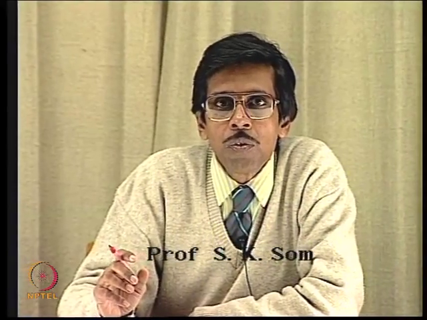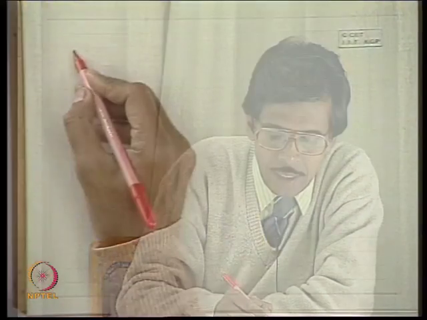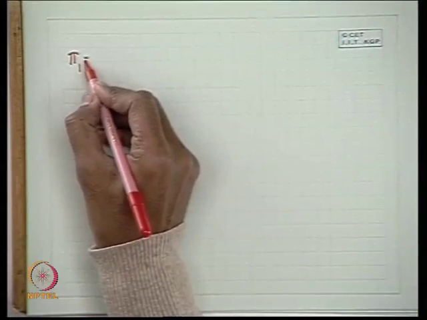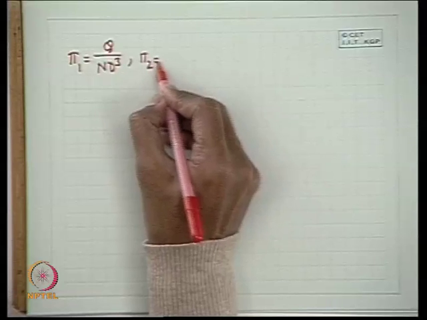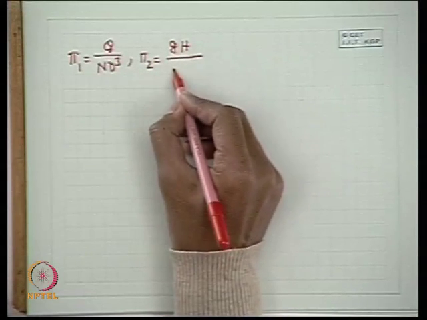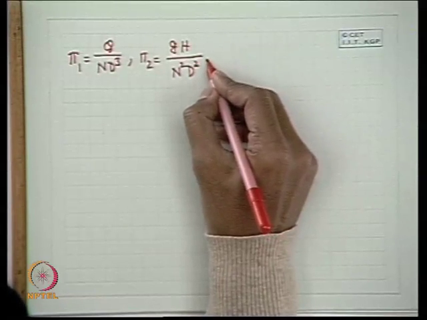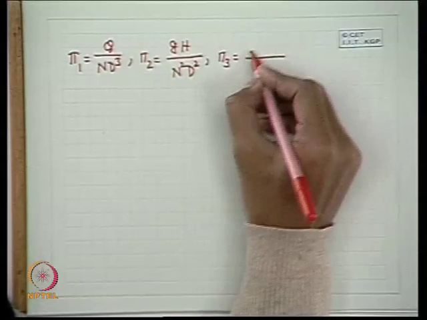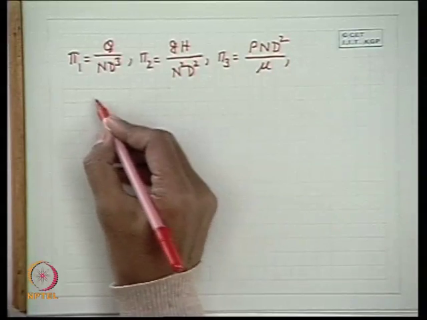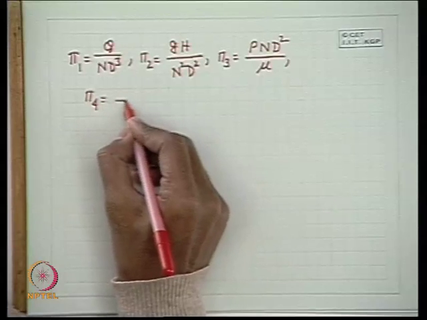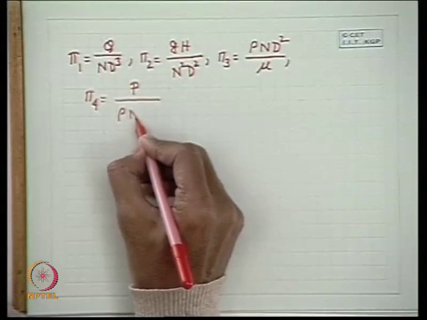Well, in the last class we have seen that by the application of the principle of similarity, we derived the different dimensionless terms representing the similarity criteria for a flow in a fluid machine. What are those terms? If you recall, the terms are like this. Pi 1, the different pi terms, was Q by N D cube. The second pi term, pi 2, is g H by N square D square. The third pi term was pi 3, if you recollect, rho N D square by mu. Fourth pi term, let us write here, pi 4 is equal to P by rho N cube D 5.